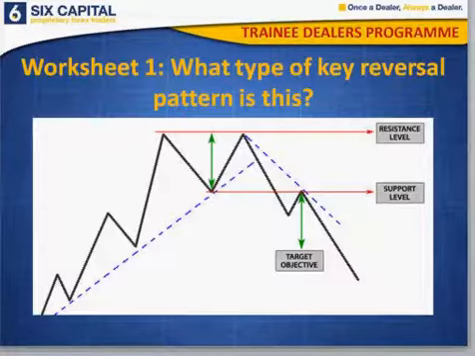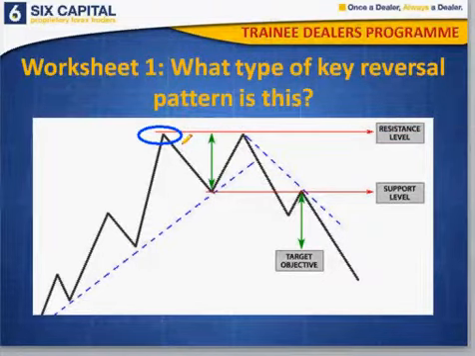Now, this is a simple recap. What type of key reversal pattern is this? Very simple. It is a double top. Okay. Why is it a double top? You can see that this key resistance level has been tested one time. If this is a bullish trend, and it is to continue the bullish up channel, the high should be higher, right? Logic, right? But in this particular case, the high is not higher, but at the same level.